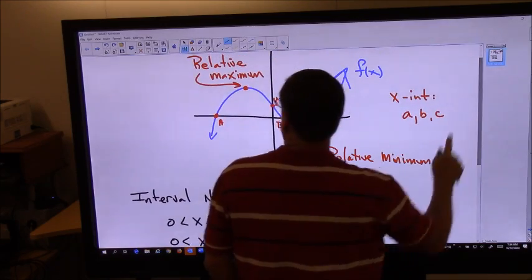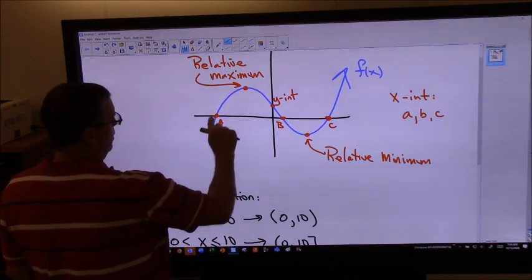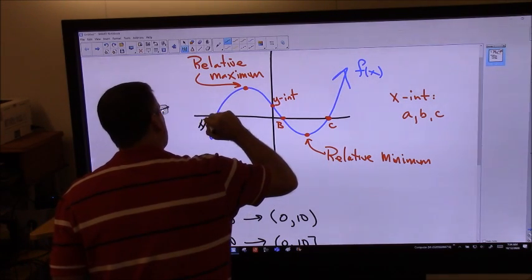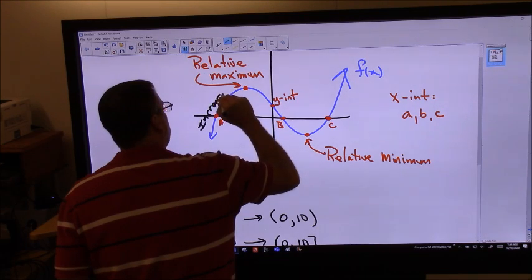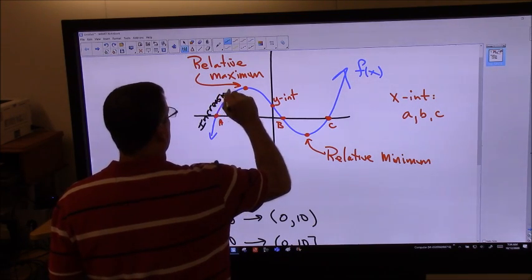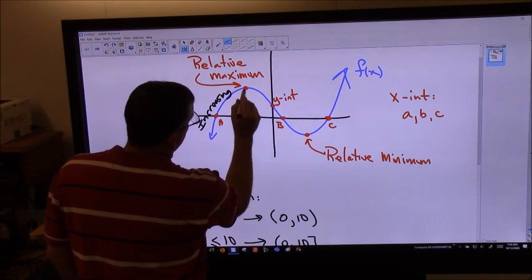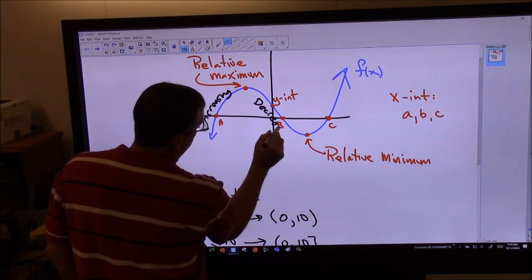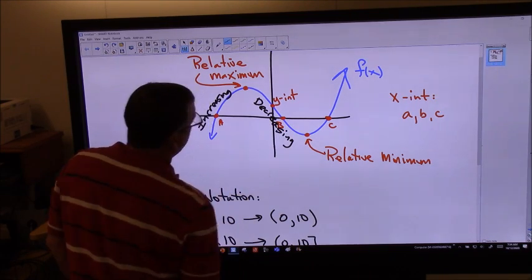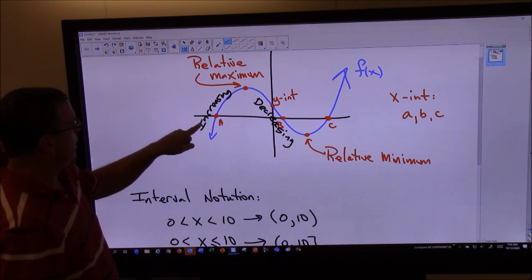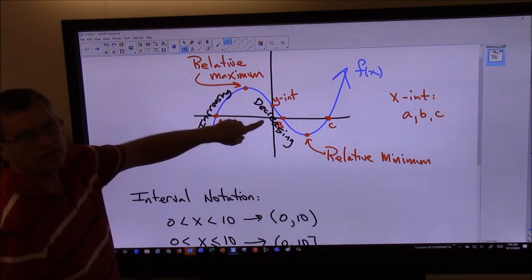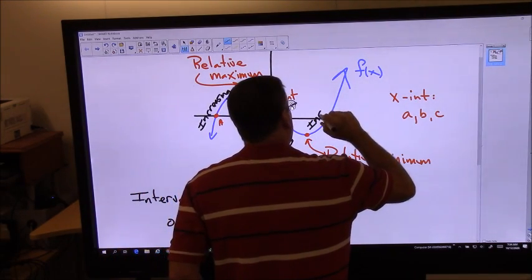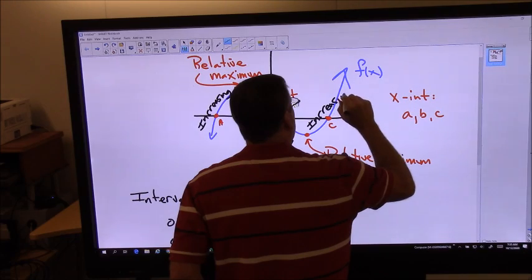So when we go back and look at this, this part right here is where we are increasing. So let me write this down. My function is increasing. And then here, once we hit that high spot, we start to go down, so we are now decreasing. And a lot of times I just abbreviate this, INCR or DECR. Makes it a little bit easier. Once we hit this low spot, then we begin to increase again. So we are increasing.